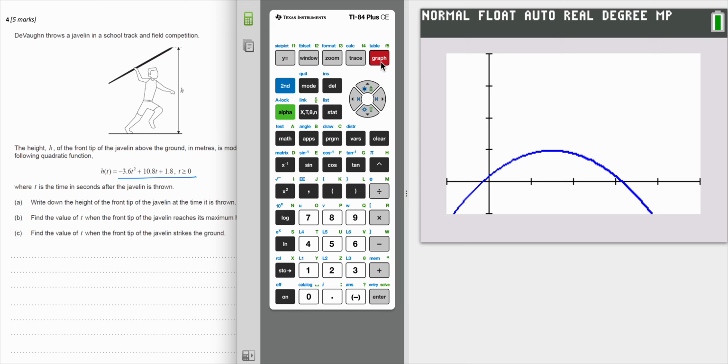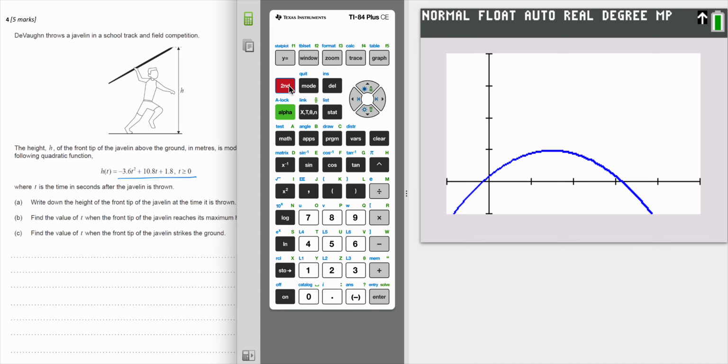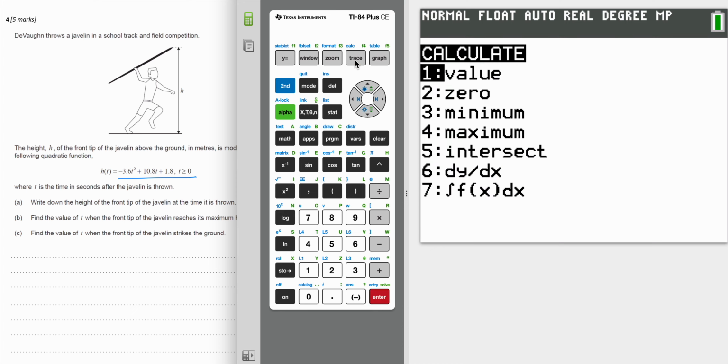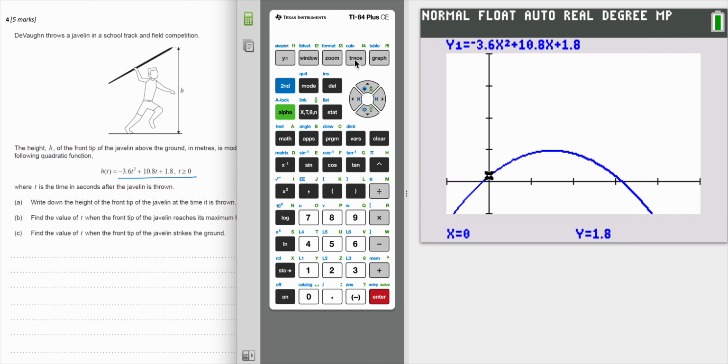So the first question is to write down the height of the front tip of the javelin at the time that it's thrown. So that's asking me for this marker here, which is the y-axis intercept. So I'm going to go to trace, find value, and I want to know when x equals 0. And when x equals 0, my y coordinate is 1.8 meters. So it's 1.8 meters, the top of the tip, as it's thrown.